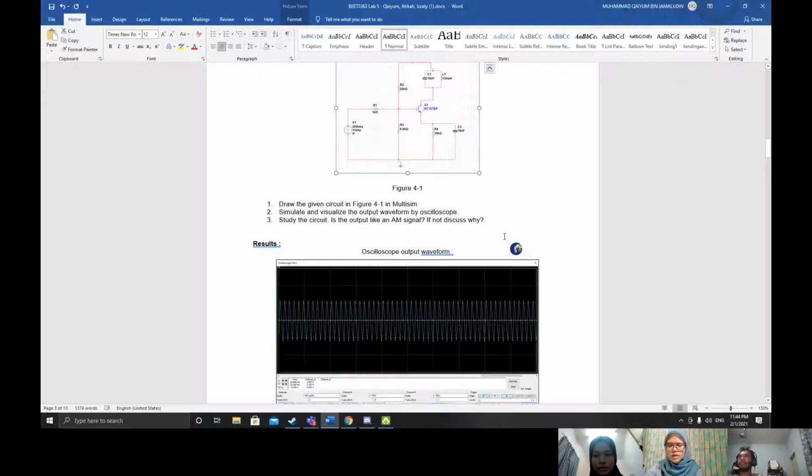The reason why this is happening is because in order for us to modulate a signal, we need a carrier and a message signal. But in this circuit, there is no message signal. So that's why we cannot produce a modulated signal.